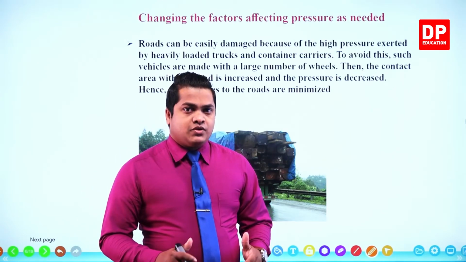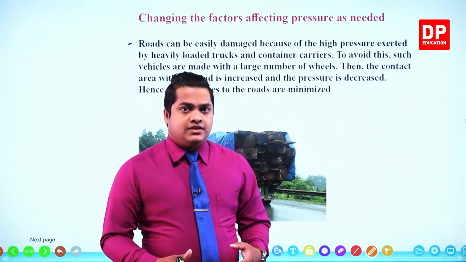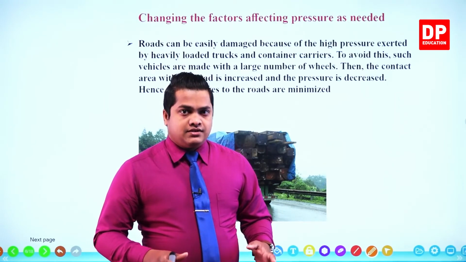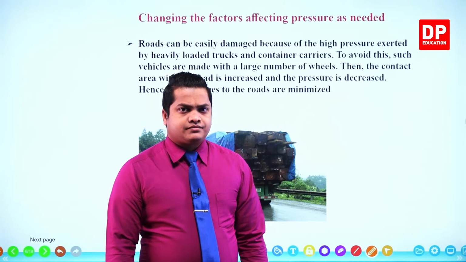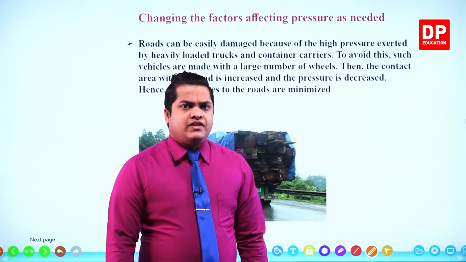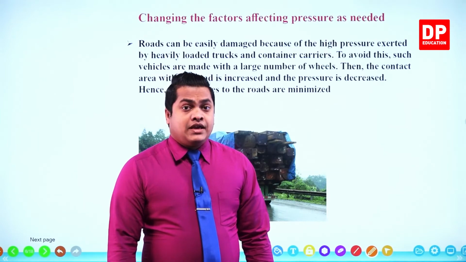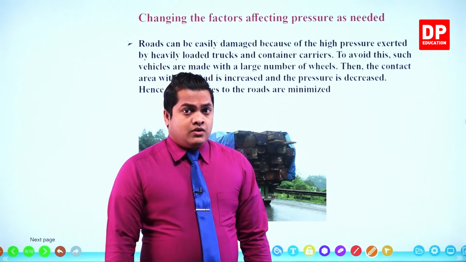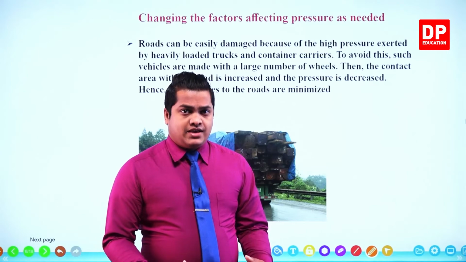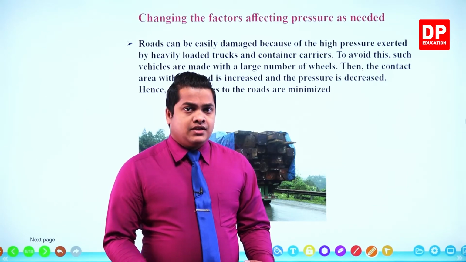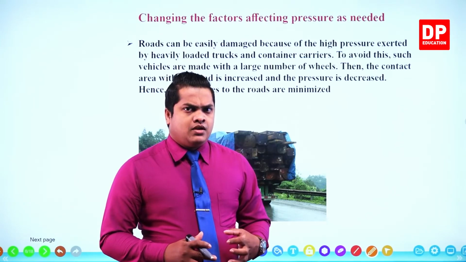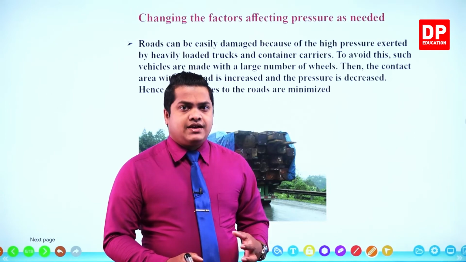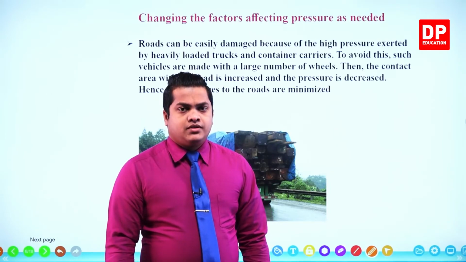So loaded trucks, most of the time like containers, lorries, they have these large number of wheels at either side of the vehicle. So what's the purpose of having these large number of wheels? It's because, my dear children, when you increase the number of wheels in a vehicle, you can decrease the pressure. How come? Because a larger surface area is getting in contact with the ground.